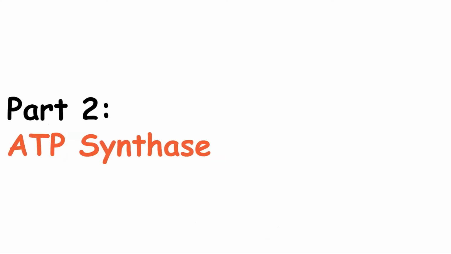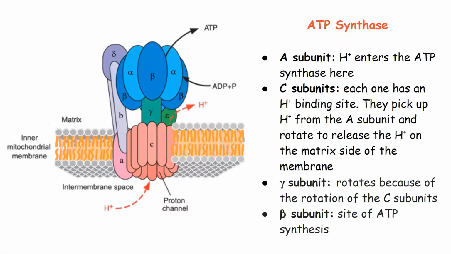Part 2, ATP synthase. ATP synthase is the enzyme that synthesizes ATP. It has a lot of parts, so we'll break them down here first. We have the A subunit, and this is the place where hydrogen enters ATP synthase.